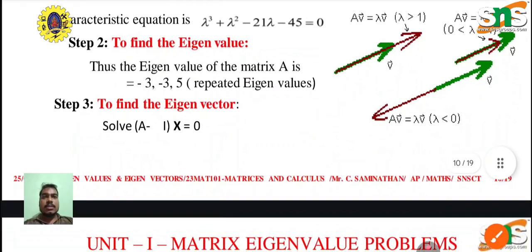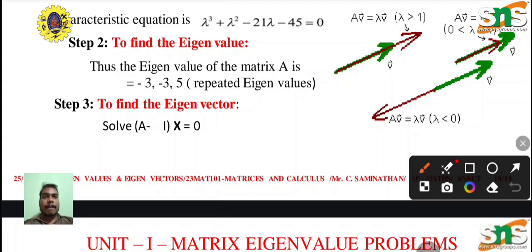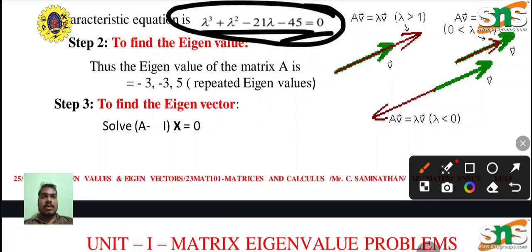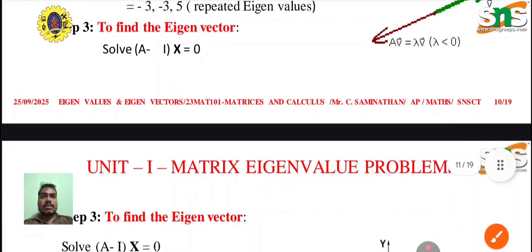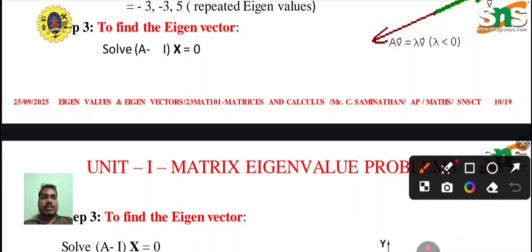Then step 2 is to find the eigenvalues. From this characteristic equation, we have to find the roots of the equation. The roots are minus 3, minus 3, and 5. It is a repeated eigenvalue. So we find the eigenvectors. Next we solve (A minus lambda I) x equal to 0.